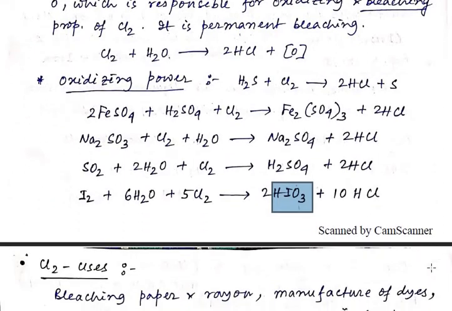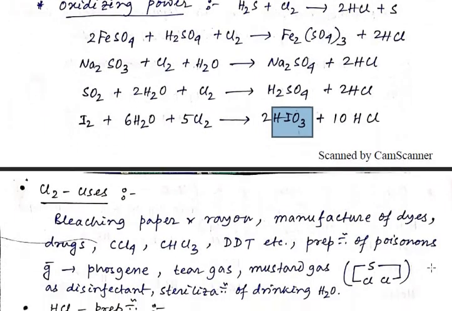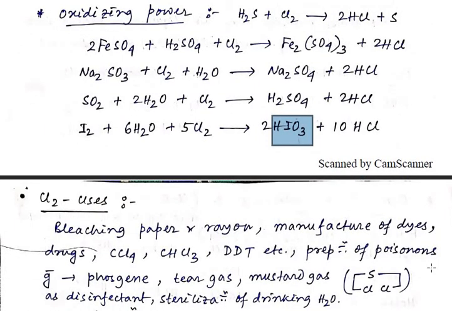Next I am going to the uses. What are the uses of the Cl2? I had already said about the bleaching action. So bleaching paper and rayon, the Cl2 is used.